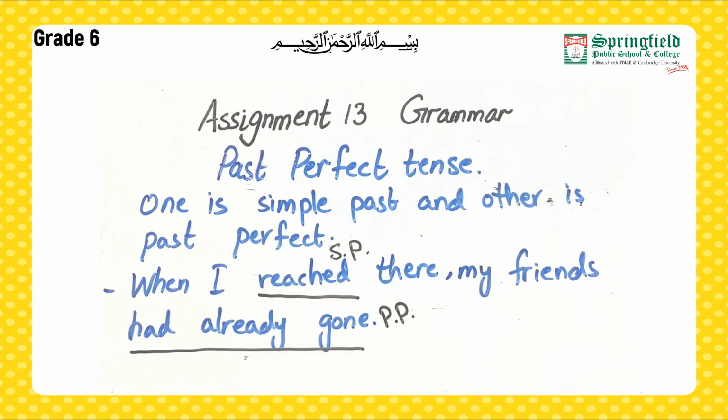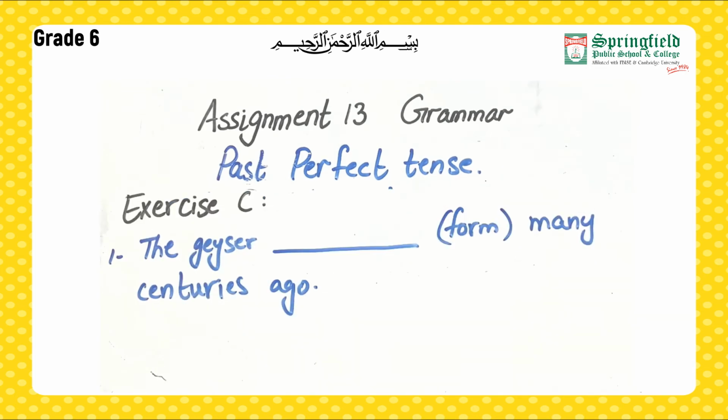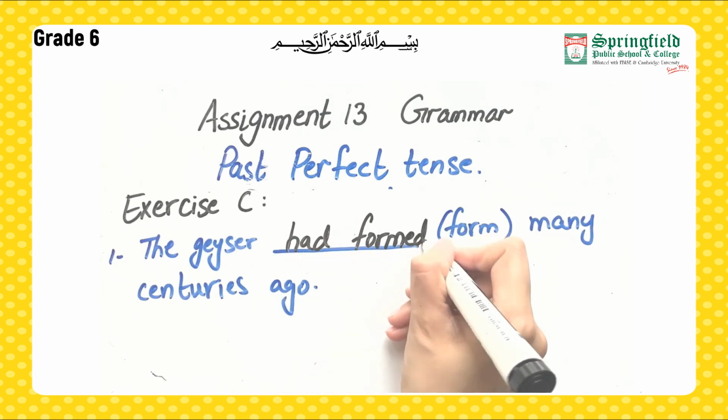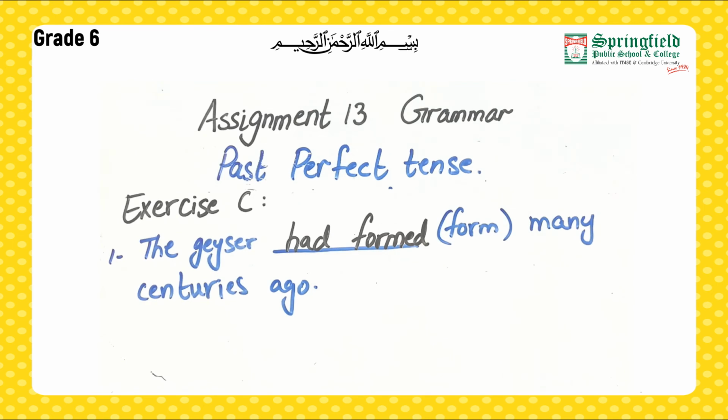I have one more example for you. Had anyone been in the house before you arrived? Arrived here is your simple past, and had anyone been is your past perfect tense. Okay, now we move towards our exercises. Alright, exercise C. Complete the sentences using past perfect of the words given in the bracket. So the word is given in the bracket, so we have to make the past perfect. Okay, so what we have to do, we have to use had and the third form, the past participle, of the word form. Okay, the geyser blank many centuries ago. So the geyser had formed many centuries ago. So you're going to do the exercise the same way.